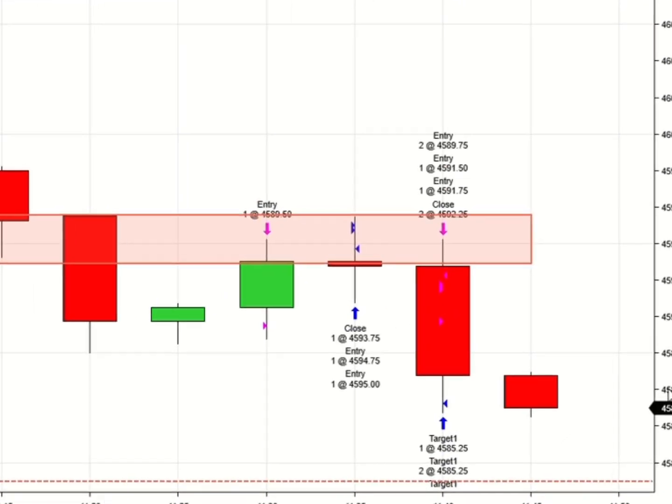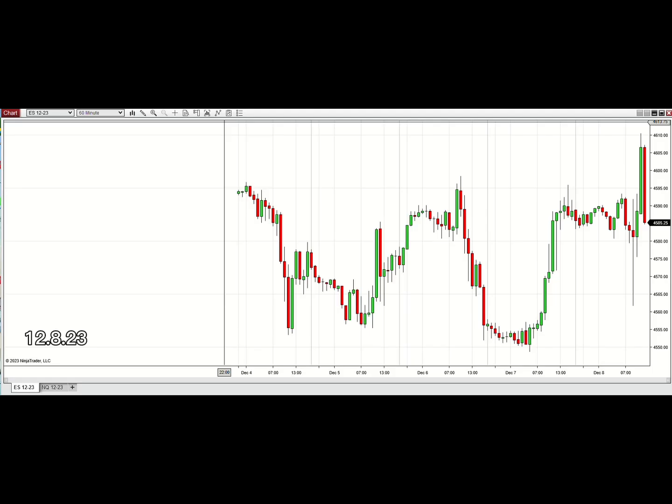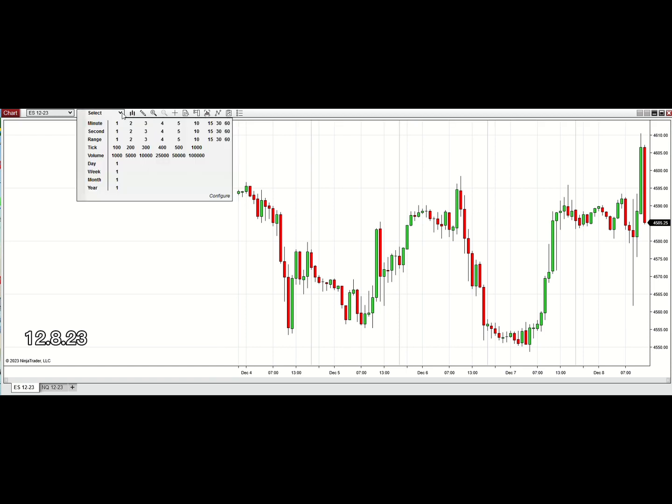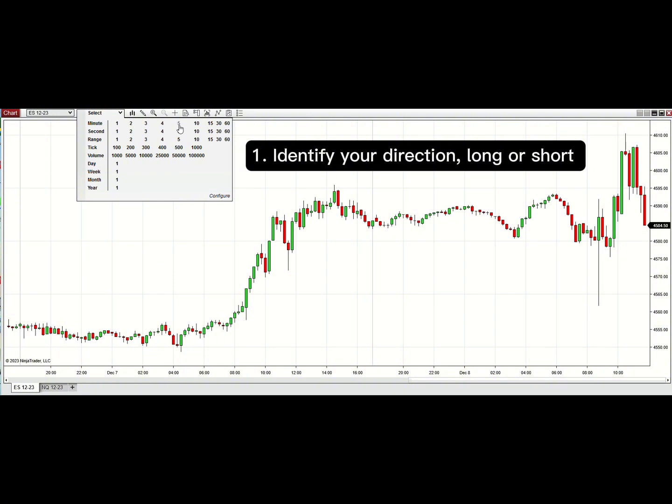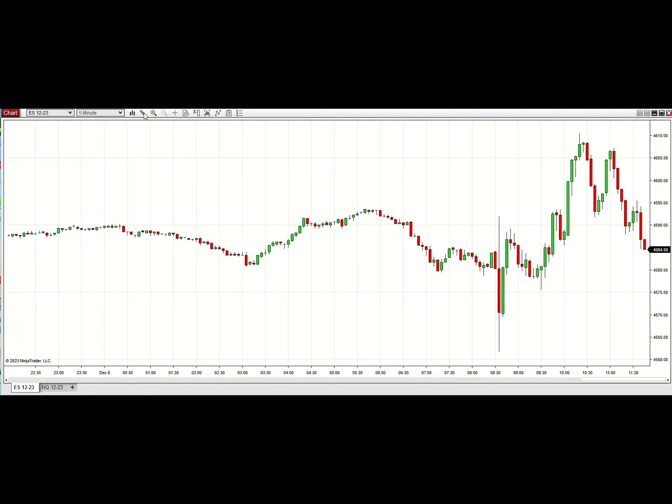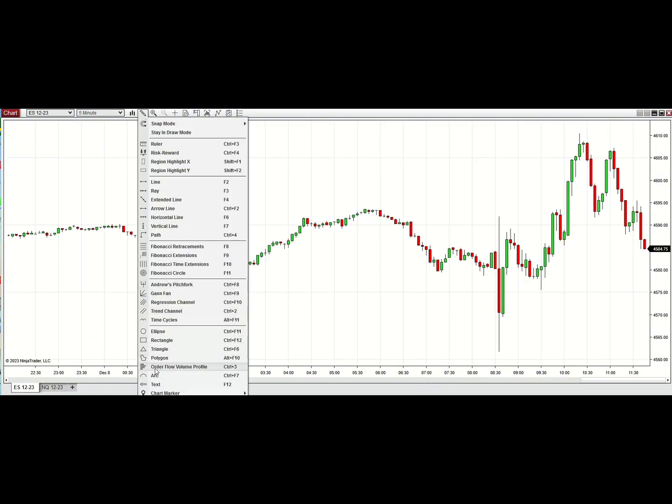Here's the trade I took today, so let's recap it. So we're looking at a 60-minute chart to identify the trend. I'm going to now drop down to a 15-minute chart and still looking to see the direction of price. Now I'm going to drop down to a 5-minute chart to try and find an execution.